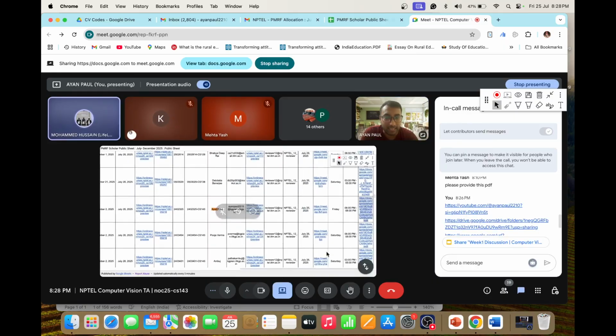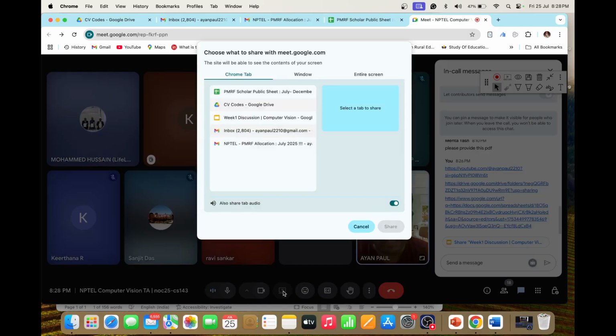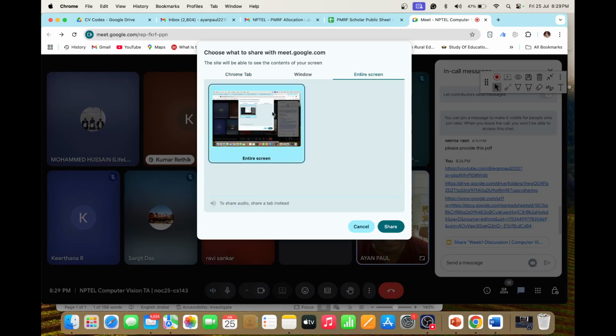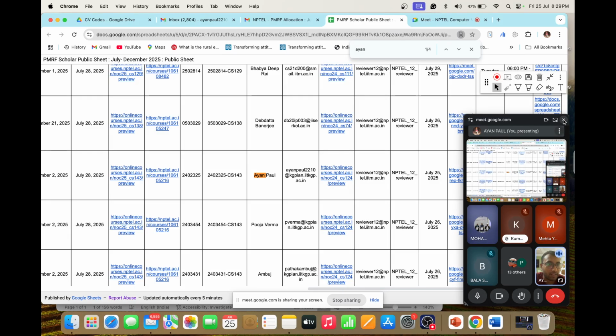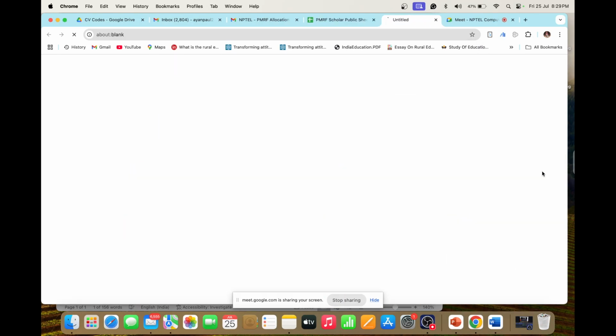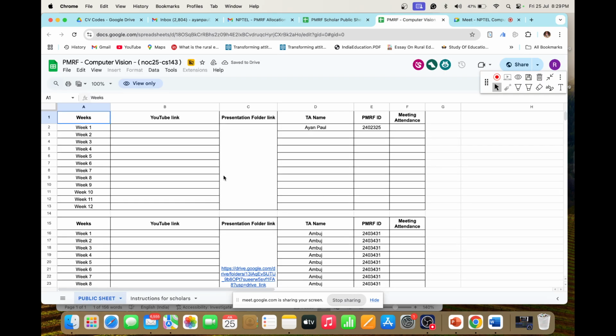Okay, I think that will not solve it. Yeah, so let me share my entire screen. Whenever you open that problem solving session link, you will get something like this web sheet.